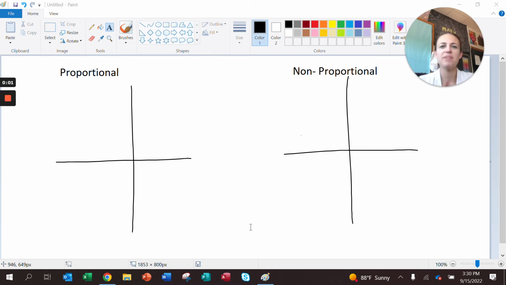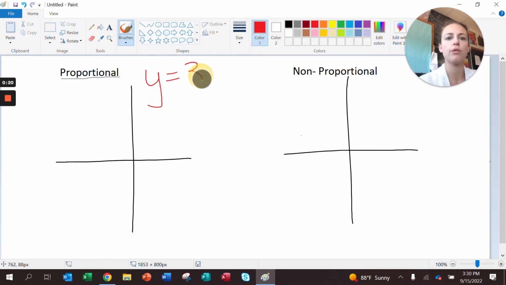Hi everyone, today we're going to be talking about the difference between proportional and non-proportional relationships. So here we go. Proportional, as you can see, has one word. So therefore, we are going to have one part in our equation. So if I were to have an equation for proportional, it would look something like this.